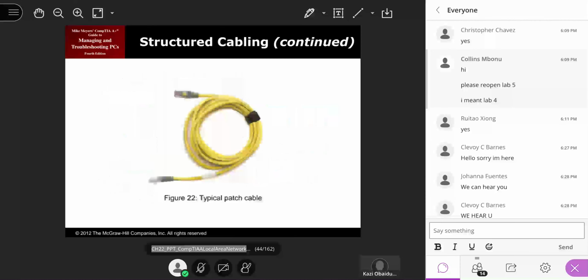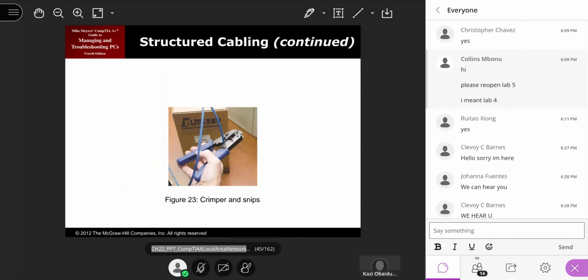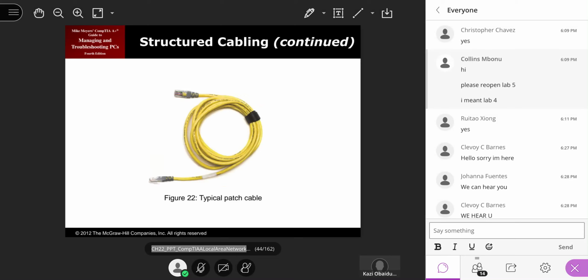These are separated. We can remove this one easily. Actually, when you buy the cable, then you buy the solid cable. Then we have to use this device to cut it. This is the connector. This is the connector. This is the cable. It's another connector.